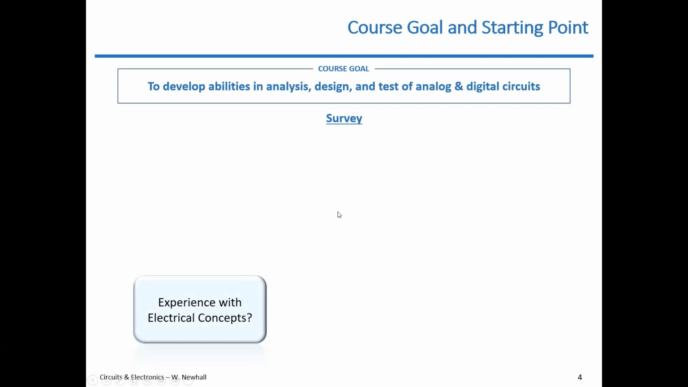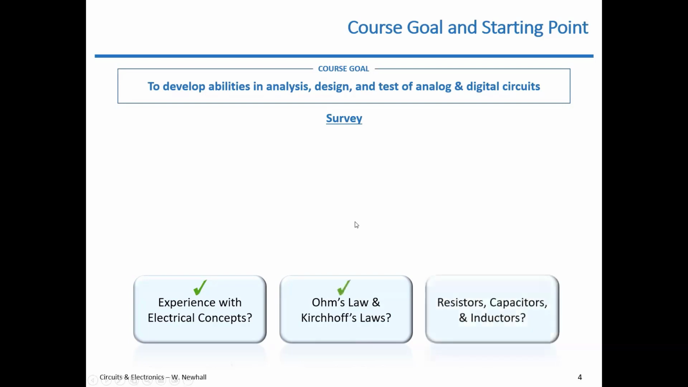I'd like you to think about, have you had any experience with electrical concepts? I think the answer is yes. You've had a physics course, you've talked about charge, current, and voltage. We will review those, but that is a starting point where I think you are in this course. You've probably had experience working Ohm's law problems. You've probably worked with Kirchhoff's laws, like Kirchhoff's voltage law and Kirchhoff's current law. You've probably worked with resistors, Ohm's law, as well as capacitors and inductors. We will review these topics, but this is where I think the starting point is for most people taking this course.